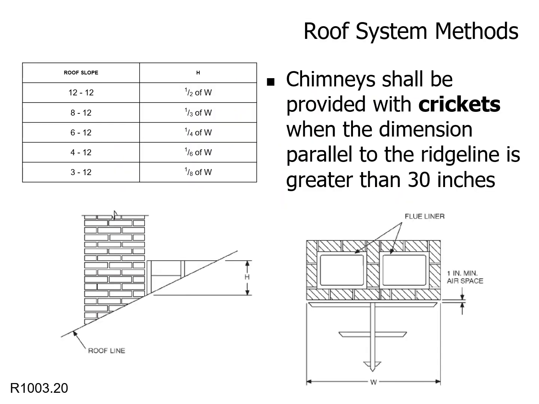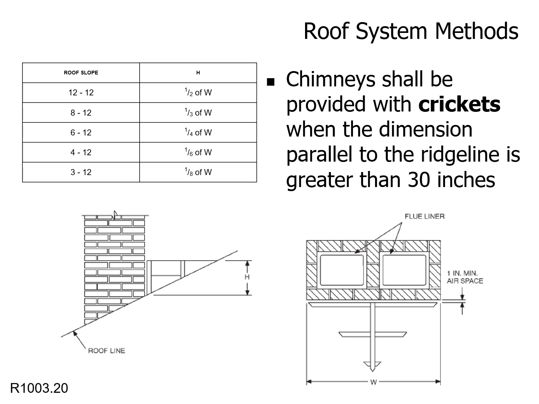This is right out of the code book. It tells us our crickets. Chimneys shall be provided with crickets with dimensions parallel to the ridgeline greater than 30 inches. So if it's 30 inches or less, none's required. And that's in our residential code 100.320. Now to me, I don't care what size it is, I'm going to put a cricket up there.